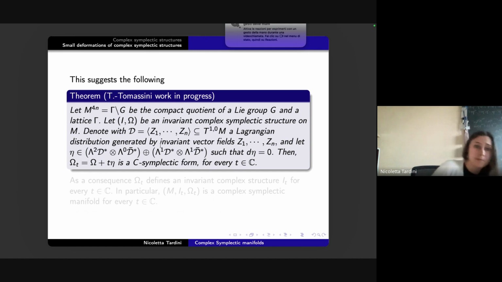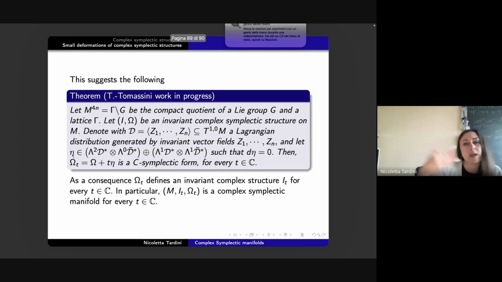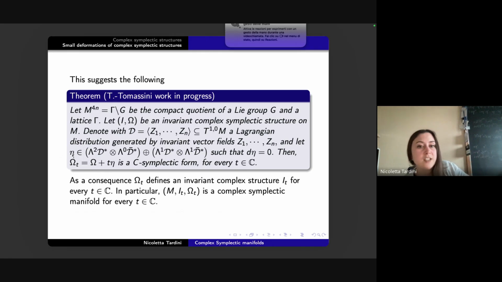That is d-closed. And then omega t turns out to be a C-symplectic structure, where omega t, just like in the example, is defined to be omega plus theta. Okay, and this becomes a C-symplectic form. As a consequence, once we have this, we have a complex symplectic structure, because if omega t is symplectic, now we can apply the result of Verbitsky, and this defines an invariant complex structure I_t such that (M, I_t, omega t) is a complex symplectic manifold for every t.